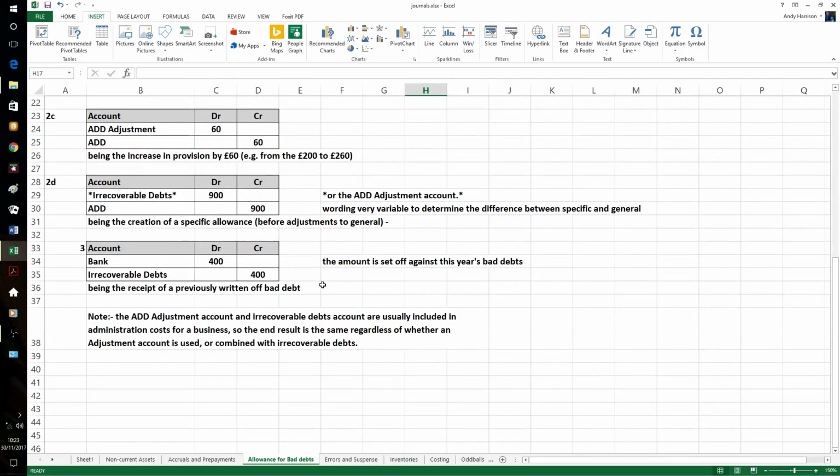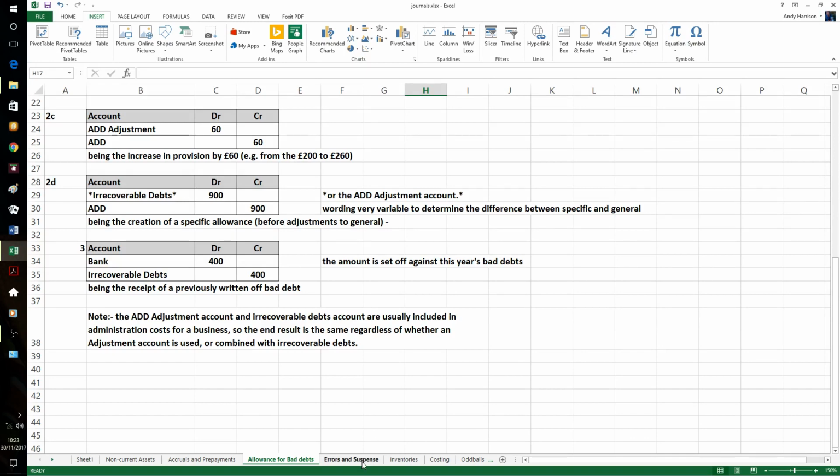And then after a few years we get some money in from previously written off bad debt, so debit the bank because it's money coming in, and credit the irrecoverable debts because what we're actually going to do is set it off against this year's bad debts, which is why irrecoverable debts isn't always an expense. If we didn't have any irrecoverable debts in that year, that would be £400 of sundry income.